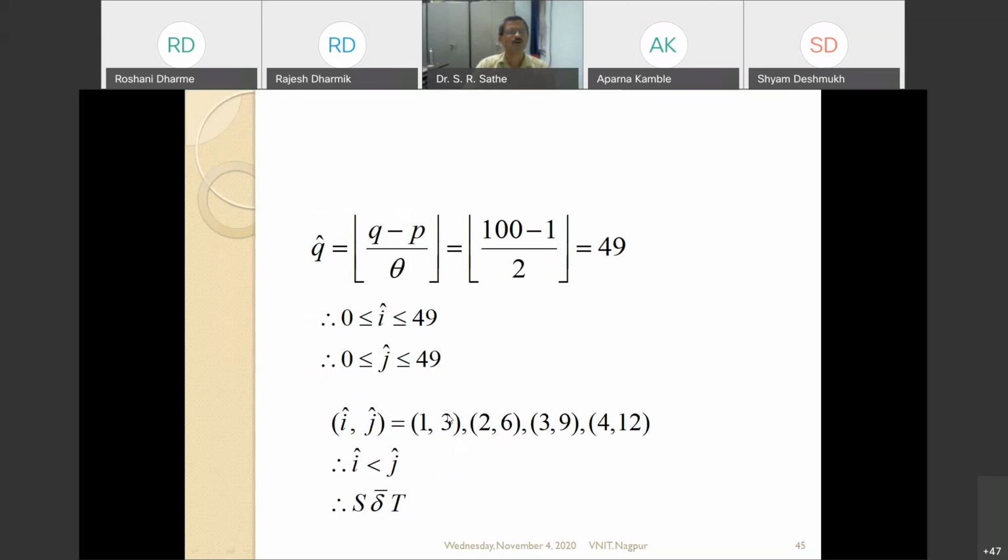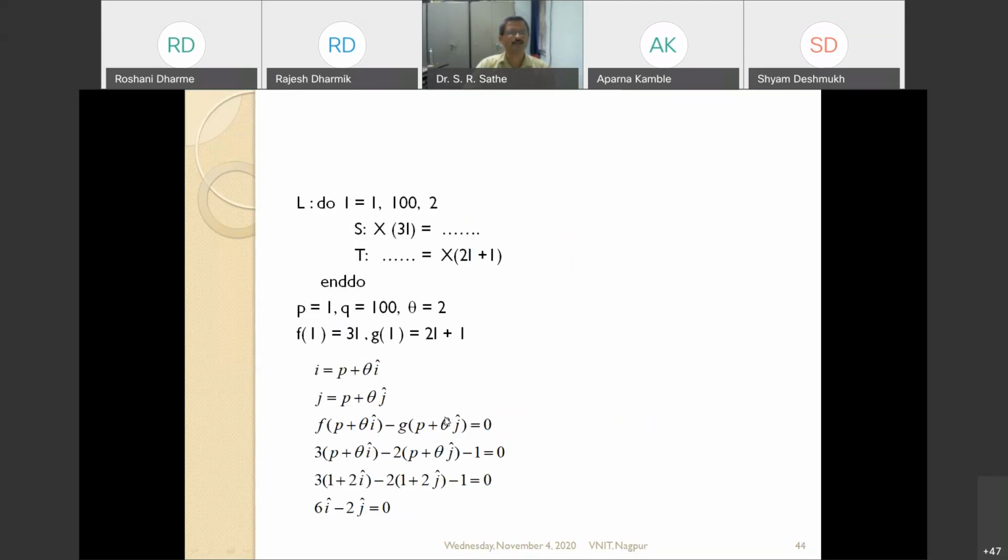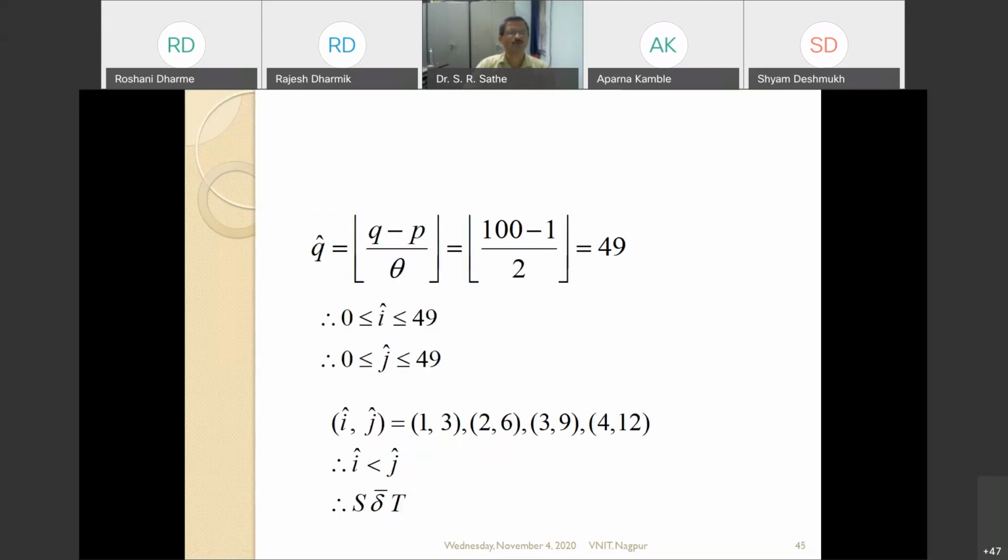Okay, these are the values which satisfy 6i minus 2j equal to 0. So in this case, i caret is less than j caret. Therefore, T depends on S.